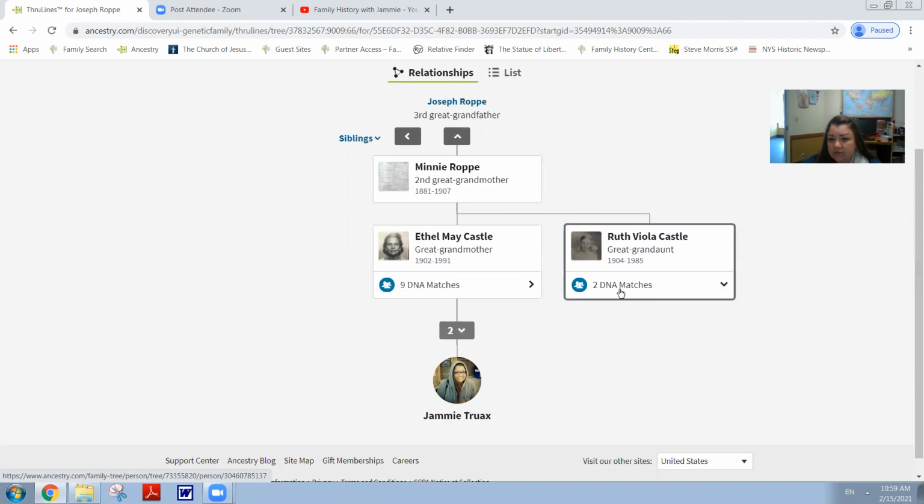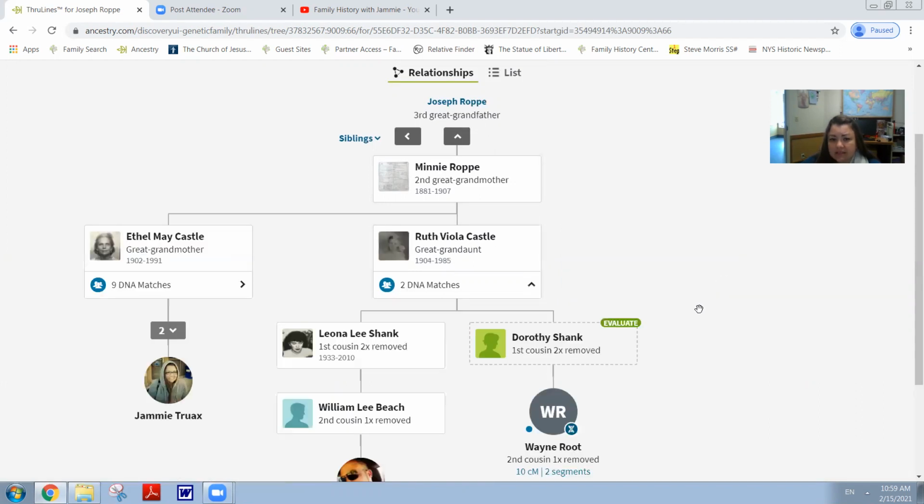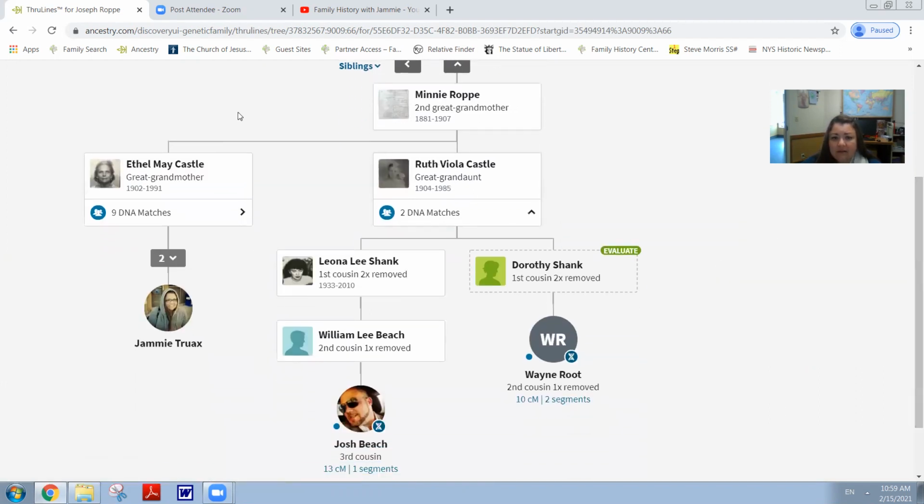We're going to look at her sister first. So her sister tested, and right here I have these 2 ladies in my tree. I have Leona Shank in my tree, and then her son. But right here, it's Dorothy Shank. That's Leona's sister. I don't have her in my tree, but I can see someone I'm related to put her in the tree. So now I know this is probably the person.